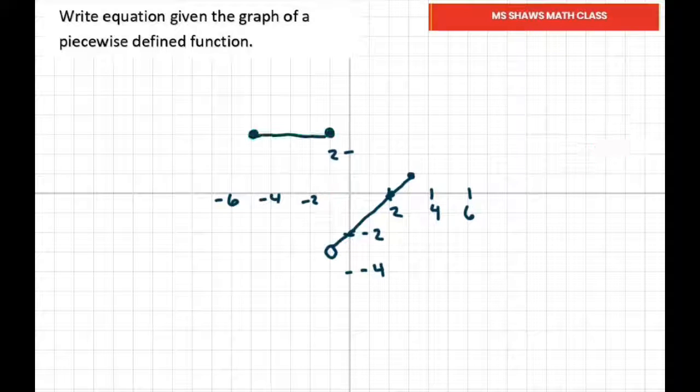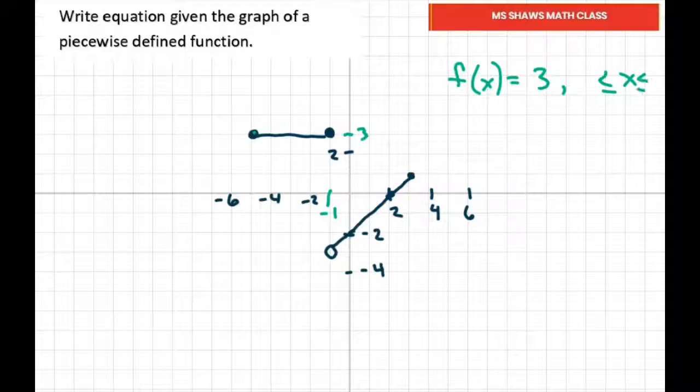So let's look at the first piece. At the first piece, we have -1. This is constant. So basically, a constant function, and this is at 3. So if I do the first piece, that would be f of x is 3, and that is when x is in between and equal to -5 and -1.